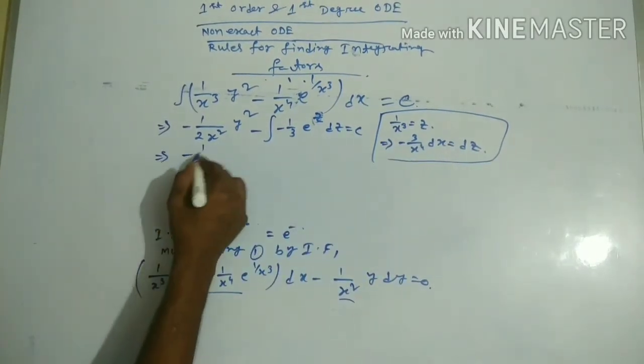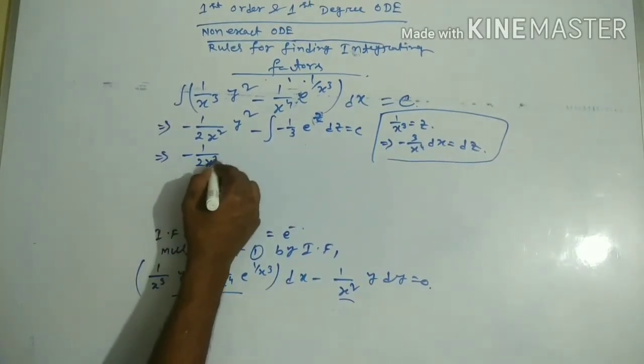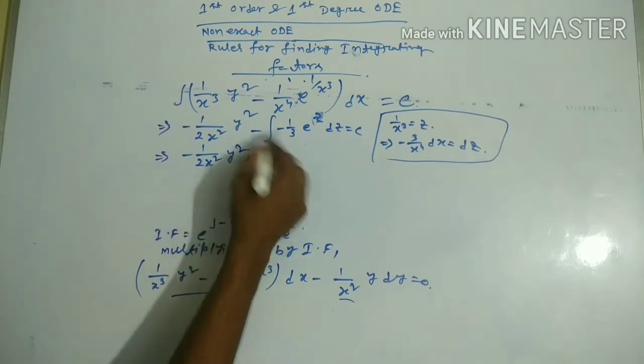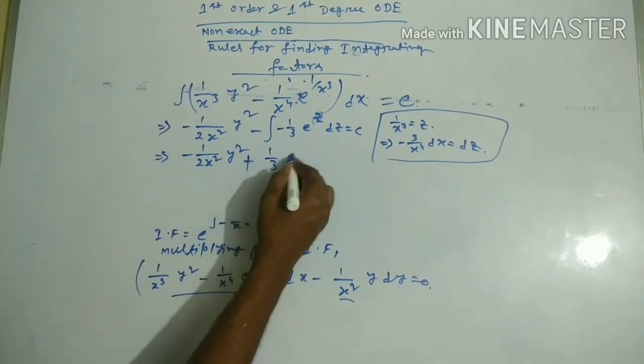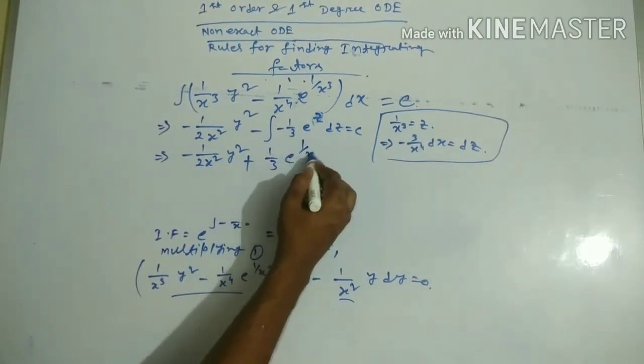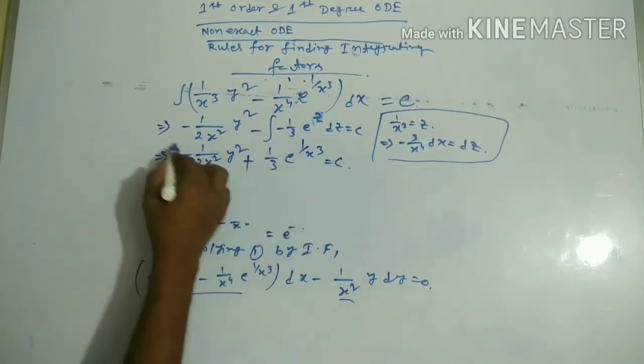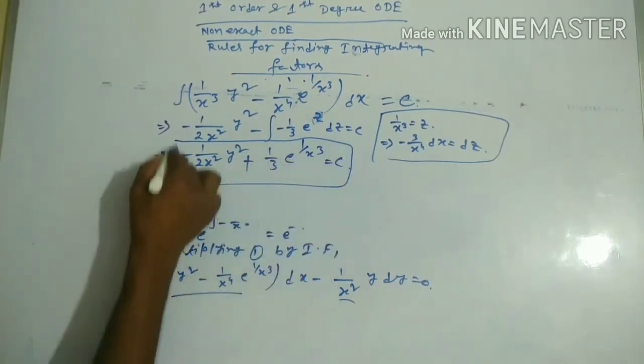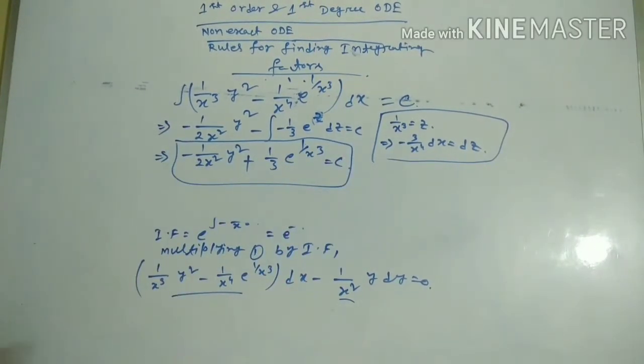and is equal to minus 1 by 2 x square y square plus 1 by 3 e to the power z, and putting the value of z again, 1 by x cube, equal to c. So this is the general solution for our given problem. Okay, so this was an example for rule 1.